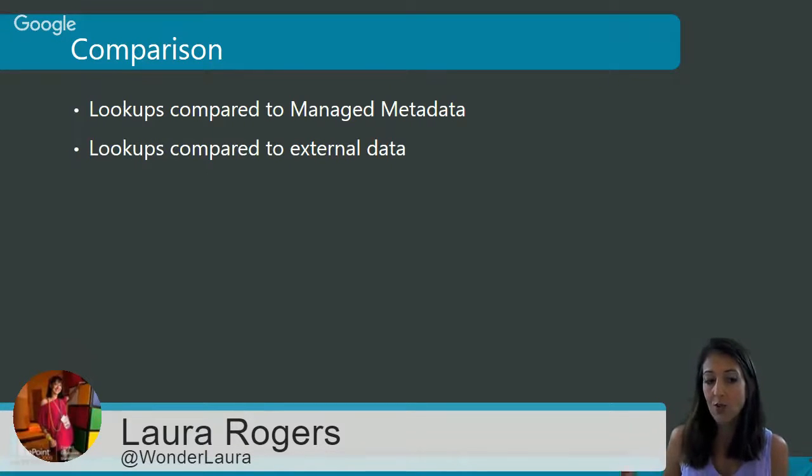All right, so lookups compared to external data. You also have another type of field you can create when you're creating a column in a list or library, and that's a connection to external data. That is an external content type, and that is something that you create either the dev way if you're a dev, or from SharePoint Designer, which means you have to actually authenticate to some other database like SQL or some other kind of database. You have to have a connection string. You have to have an account to authenticate to it. It's a pretty complicated set of instructions to be able to do that.